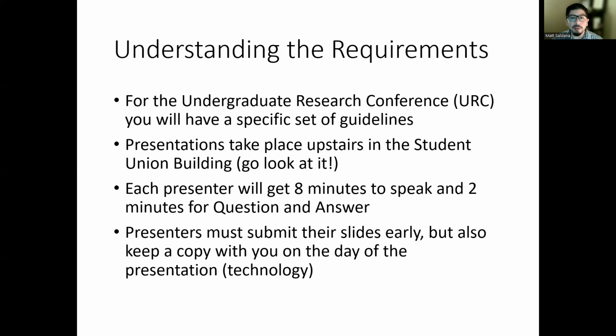So understand those requirements. You can find all this information on the TRUE website. So true.ttu.edu, and that will take you to their website. And you can find all of your requirements there for the oral presentations, as well as any of the poster presentations if you know anyone who's looking for that information as well.